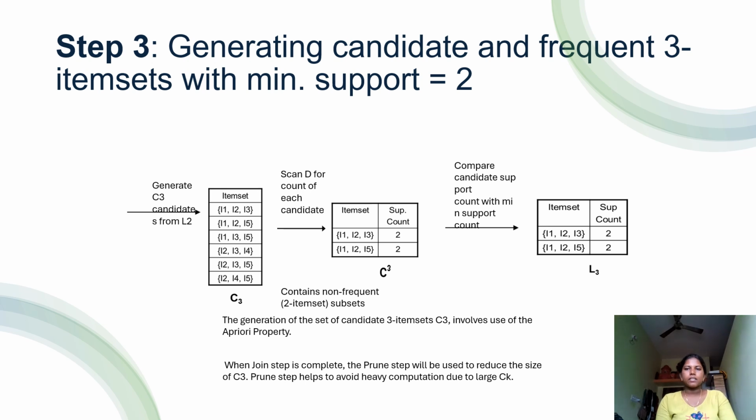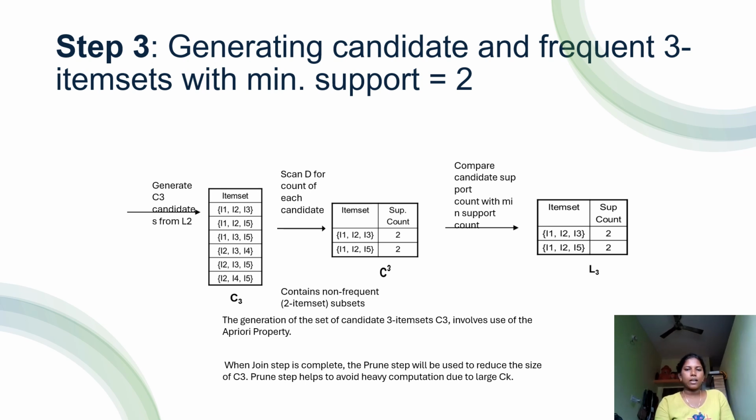Generating candidate and frequent 3 item sets with minimum support equal to 2. That is, generate C3 candidates from L2, that is L2 into L2. So we'll get 3 item sets here. Again the same method is followed, and these last two steps we can also do by the pruning method. So scan D for the count of each candidate.